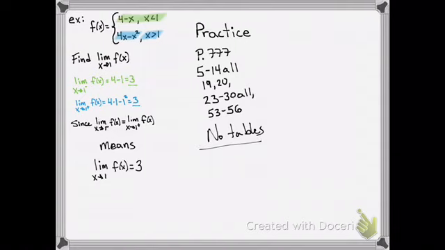Okay, and then 53 through 56 are one-sided limits. You can do them just like I did here. You're just plugging in to see if the limit exists from the left and the right side. You do not need to, and you shouldn't be doing tables on any of these.